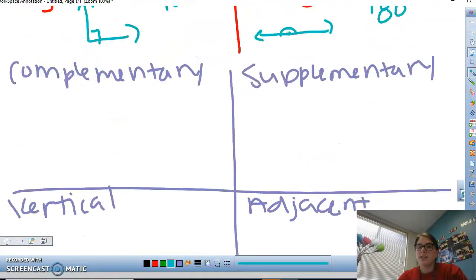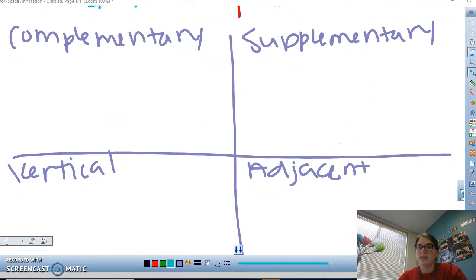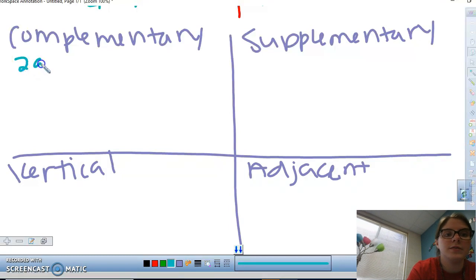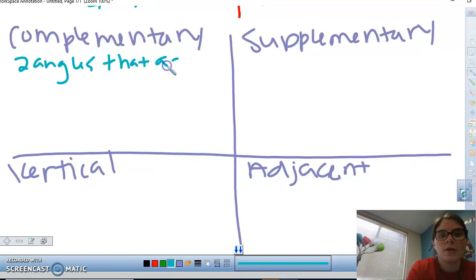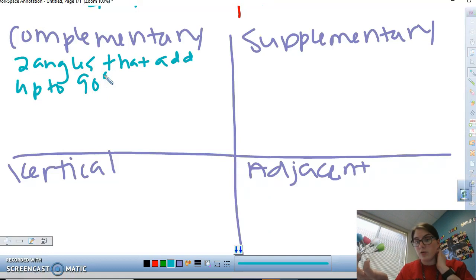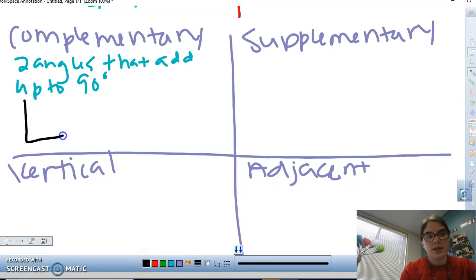What we're going to add on to that in seventh grade is the concept of complementary angles, supplementary, vertical, and adjacent. To be complementary angles, there are two angles that add up to 90 degrees. So it's basically two angles that form a right angle. It might look something like this. Just remember, you're always going to have that little box.